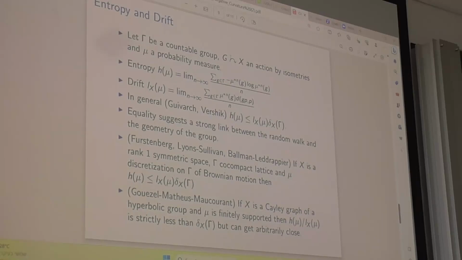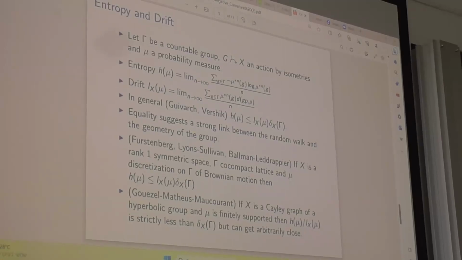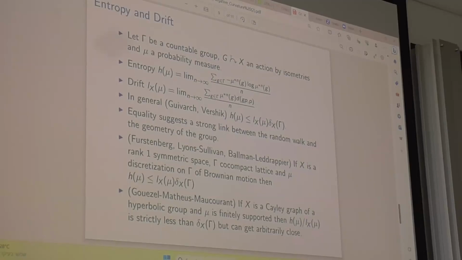And there's this magical inequality of March and dependency airship that links these three quantities. So entropy, which depends only on the random walk, drift, which depends on both the random walk and the action, and the critical exponent, which depends only on the action. If you have this inequality, and when there's an equality, it means your random walk is very special, so it's very suited to the geometry of the loop.